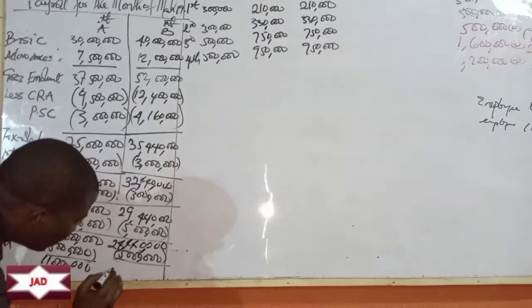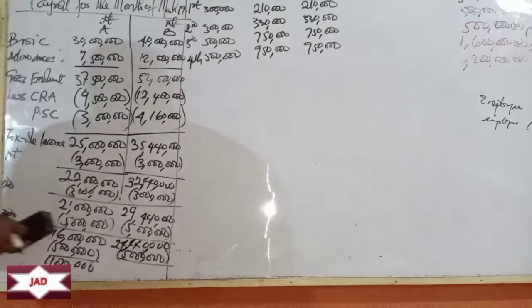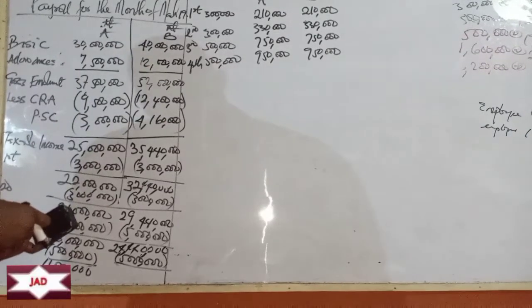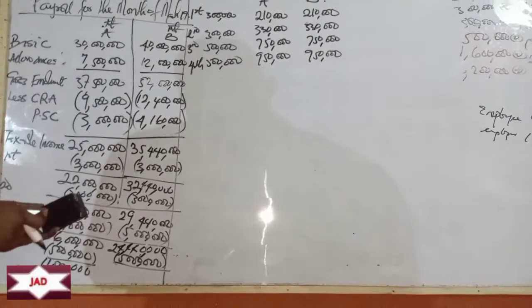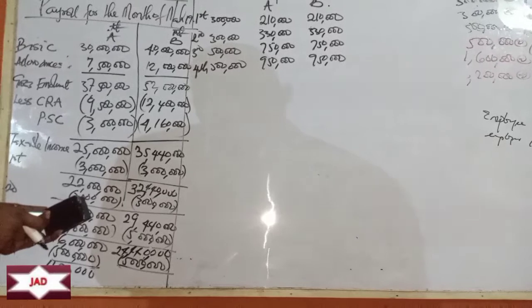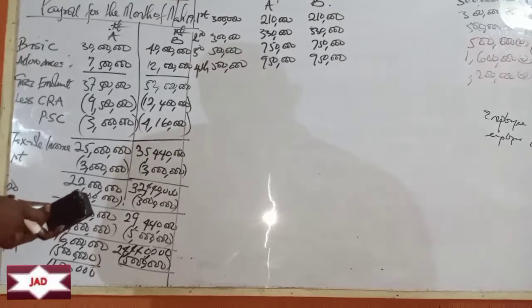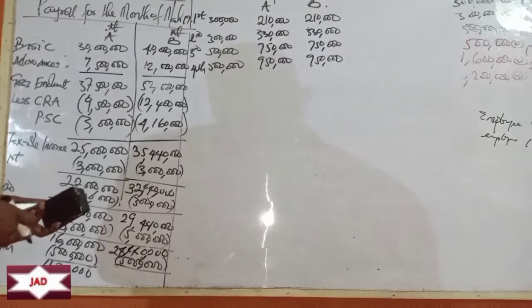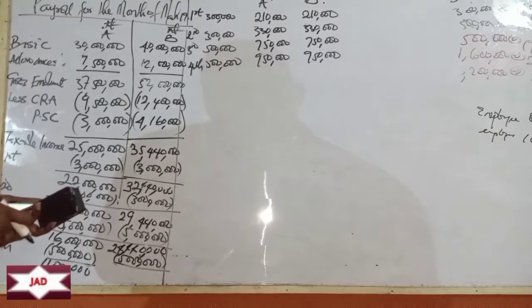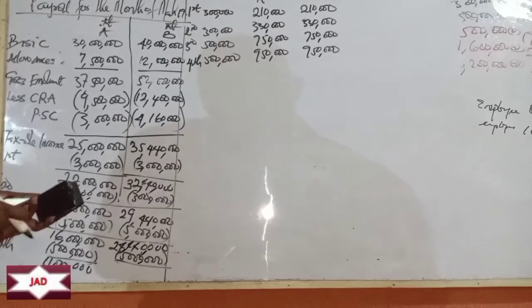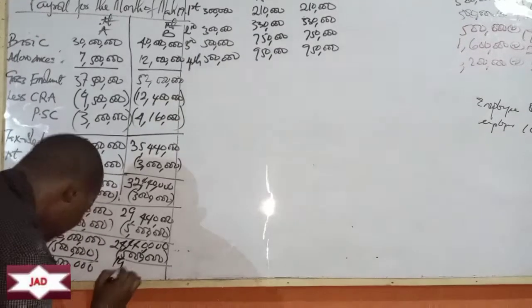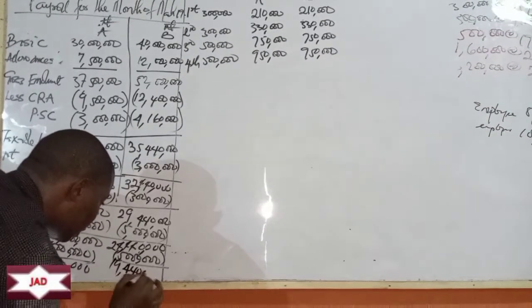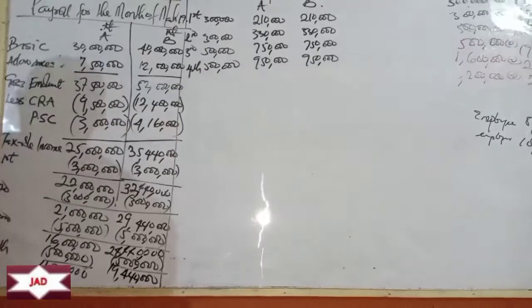So here, what do you have here? Use a calculator. If you have 24,440,000, minus 5 million, you can see 19,440,000. Okay, so this is it for the fourth.